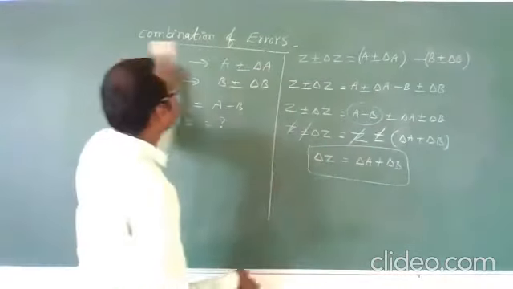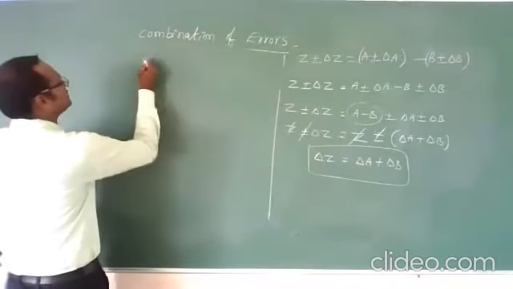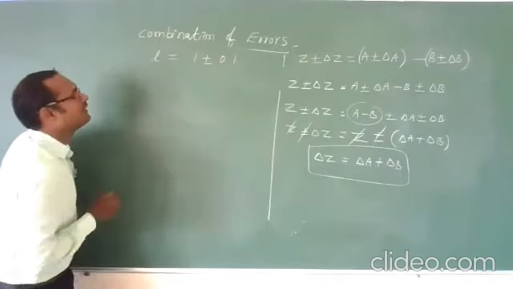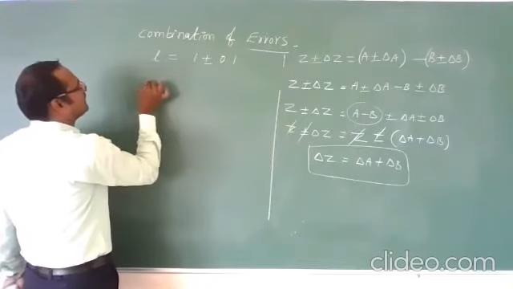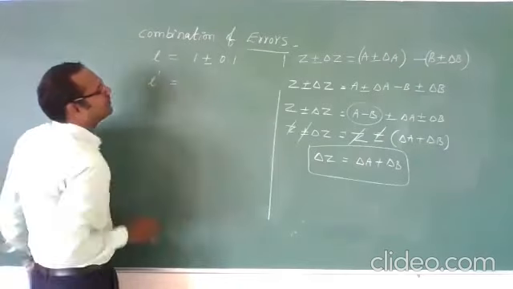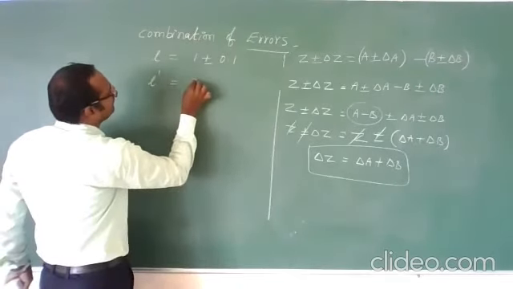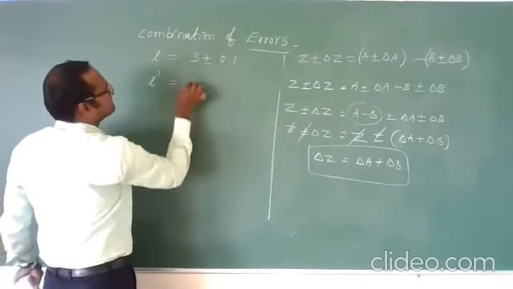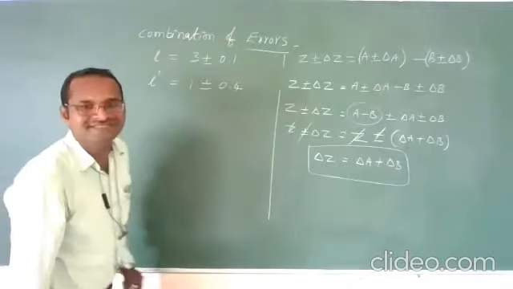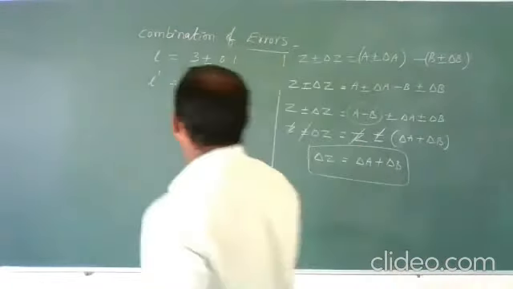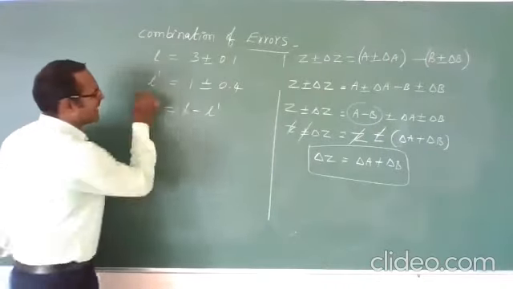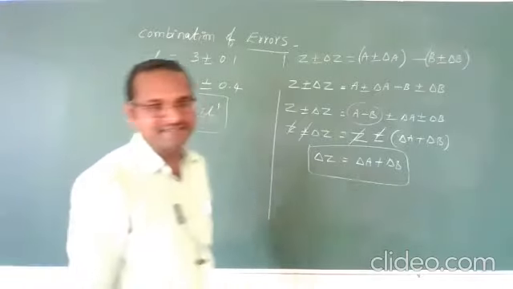Now I'll give you one question. The length of the individual quantity is given as 1 plus or minus 0.1. Again another length, L dash, is also given. This is 3, and this is 1 plus or minus 0.2 or 0.4. I am just giving you one example. Now I want Z equal to L minus L dash. What is the absolute error in Z?